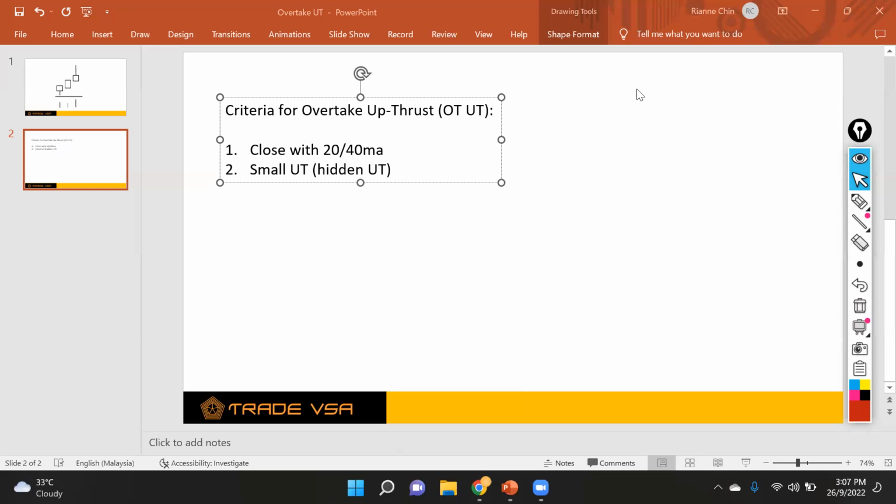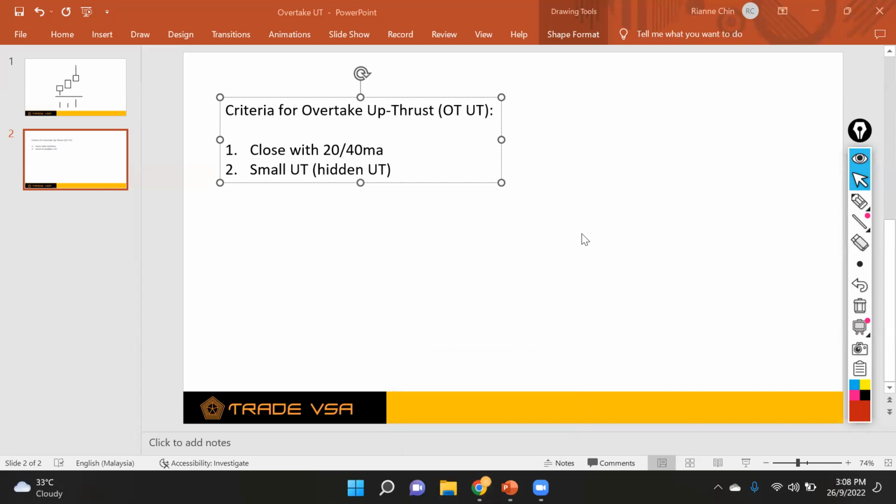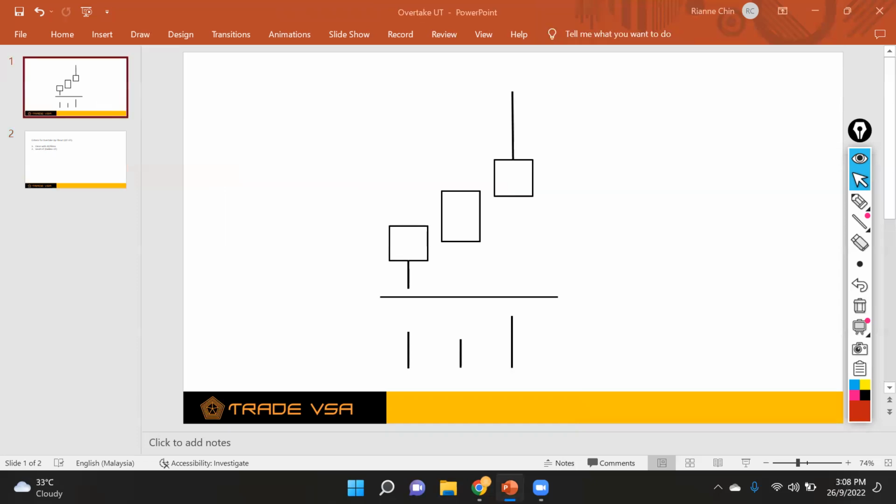In other words, we don't want to see a big distribution. Usually with a big distribution, the chances for the stock to drop further are there. Alex typed 2. Alex, let me know which part you don't really understand. Point 1 or point 2? Is it point 2, the small UT part? Okay, let's see if I have any chart here.